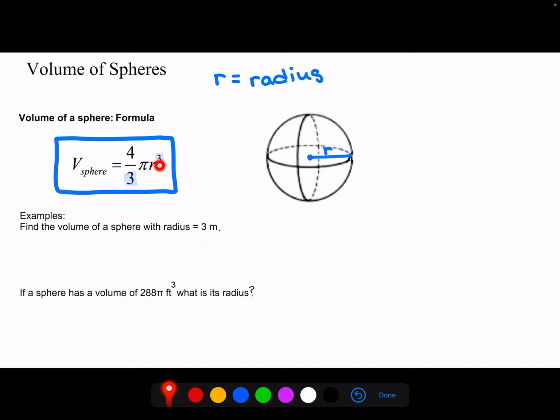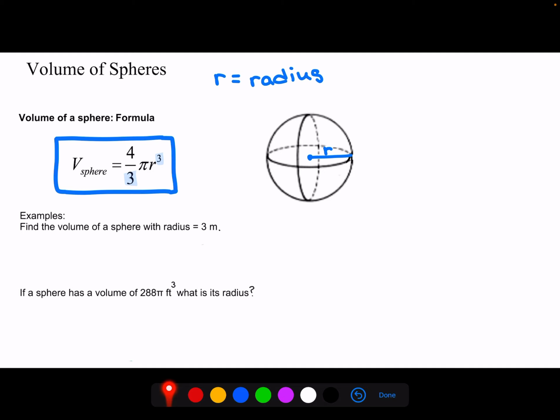Now, an easy way to remember that is that there's a 3 that you're dividing by for 4/3, so it's going to be raised to the third power as well. This is the only time that you're going to be seeing a fraction for circles like this, and it's the only fraction that's different from 1/3. So just keep that in mind.